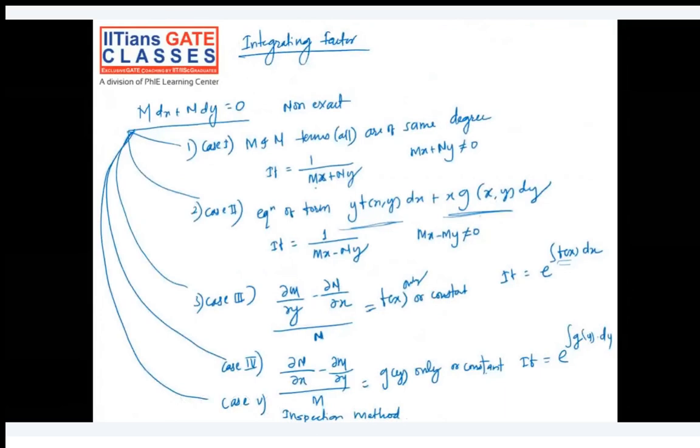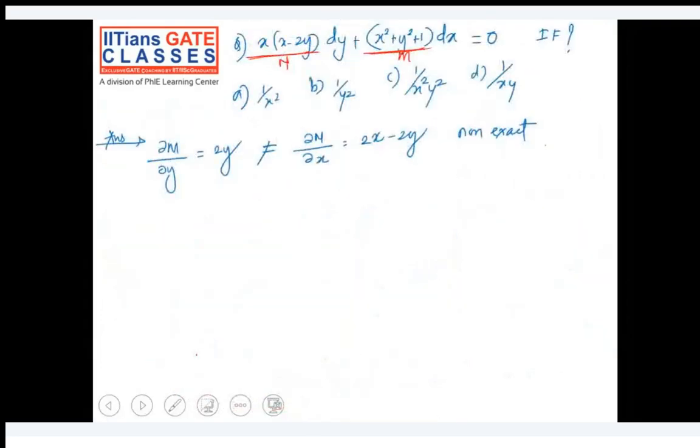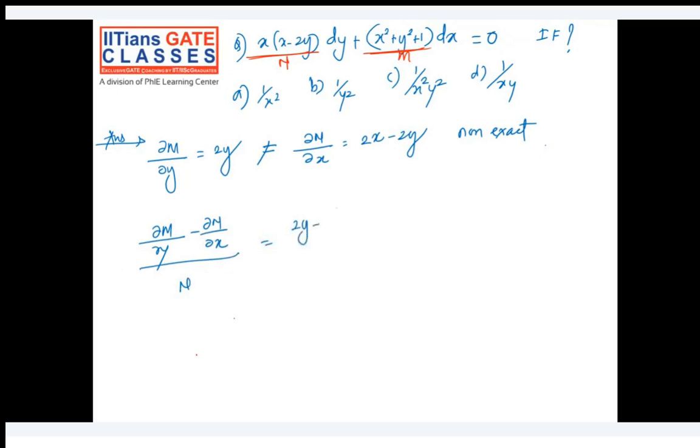Differentiation of M with respect to y minus differentiation of N with respect to x. Whenever you are looking into the problem itself, you will get an idea that these two terms, if you subtract, will get cancelled. Only thing is you have to divide with which term, that is what you have to think, and that is nothing but the term N here. Let me show you how it will happen. Differentiation of M with respect to y minus differentiation of N with respect to x divided by N. If you do, it is 2y minus of 2x minus 2y divided by x times x minus 2y.